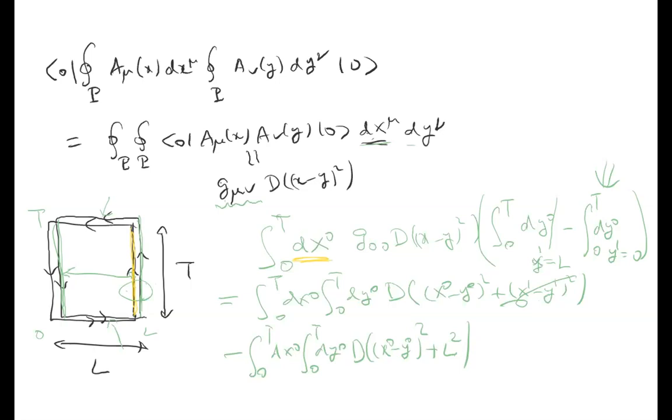Okay, and you keep doing the same thing. So next thing you do is that you pick this segment of the x integral. And again, because of this g mu nu thing, the only pieces of the y integral that would contribute would be this portion here and this portion there, but not on the sides. So this piece doesn't contribute, this piece doesn't contribute.